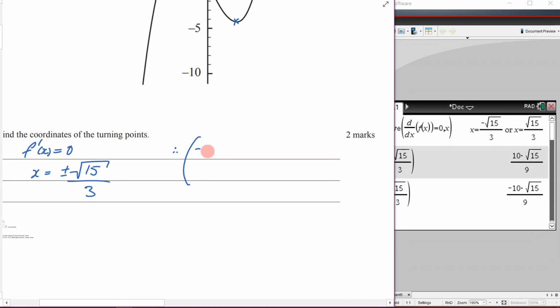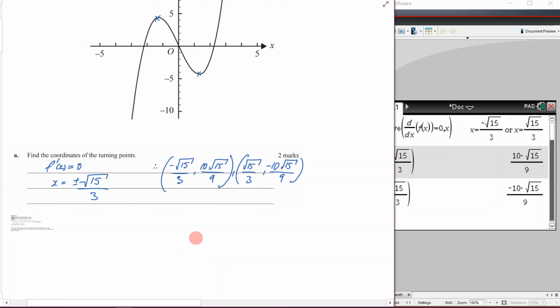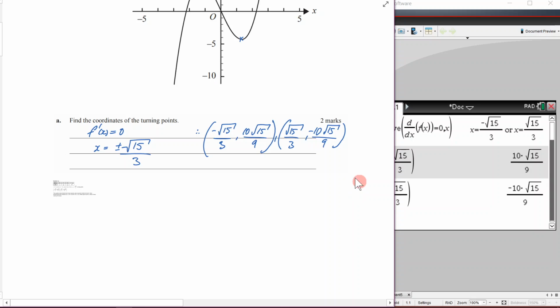So it's going to be that, which corresponds to 10, the square root of 15 on 9. Close it, then open it up again. It's going to be the square root of 15 on 3, negative 10, the square root of 15 on 9. Like that. Perfect. Let's now look at the examiner's report and see how people answered this, and also try to be neat. I mean, this was a bit messy, wasn't it?